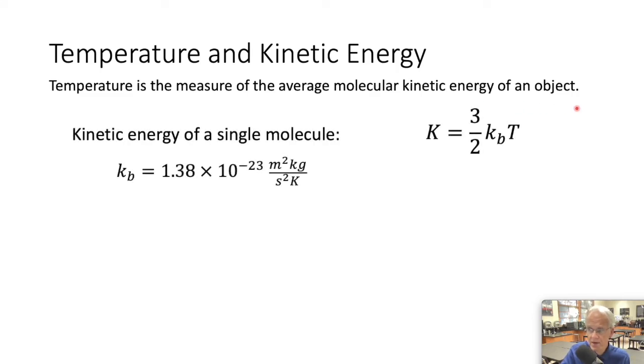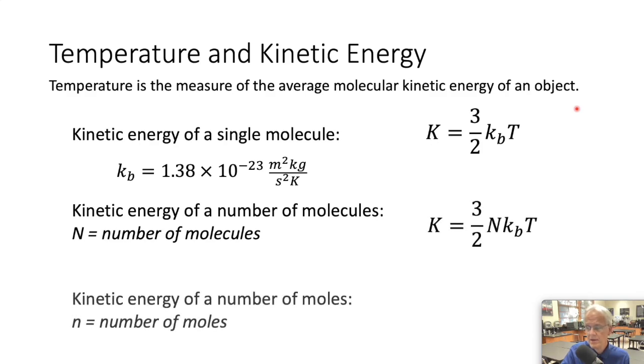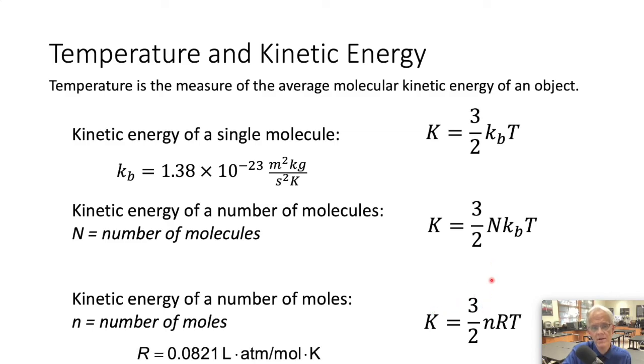We have 3 different equations that will get us the kinetic energy of an ideal gas. This first one here is telling us the kinetic energy of a single molecule. The next one is the kinetic energy of a number of molecules. And finally, the last one is giving us the kinetic energy in terms of the number of moles.